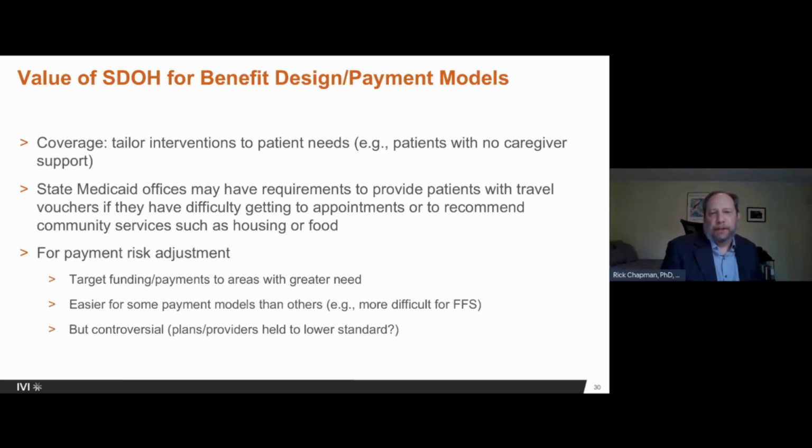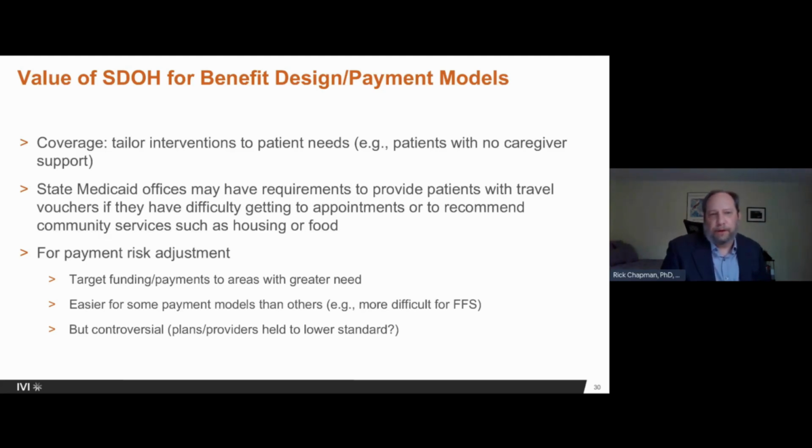And we're also seeing programs now that are trying to connect patients who have certain needs to programs that can provide some of these needs, such as housing or food in areas that are food deserts. And we're also seeing it being used in some cases for payment risk adjustment, so that we can try to target funding and payment to areas that we know have the greatest need.